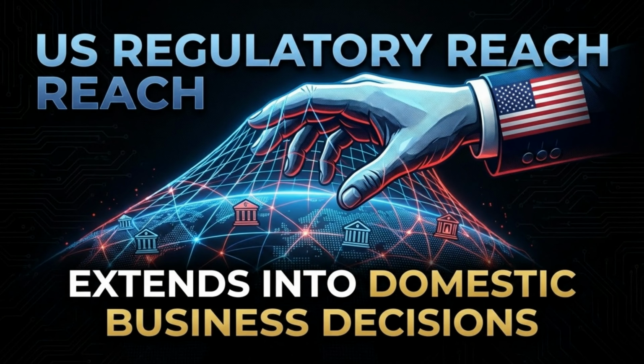The result is that U.S. secondary sanctions effectively extend U.S. regulatory reach into the domestic business decisions of financial institutions in countries that have not themselves agreed to the sanctions, creating a compliance architecture with global scope.